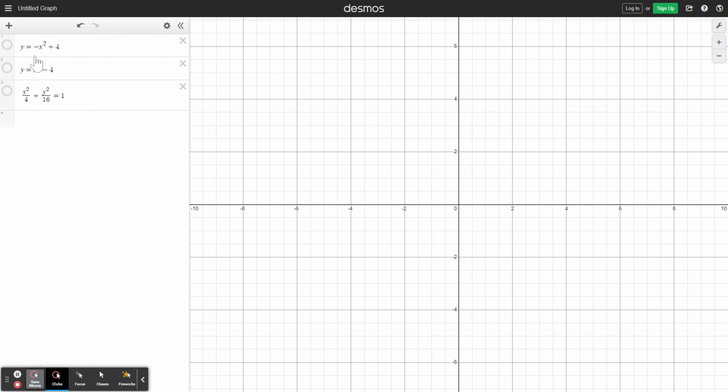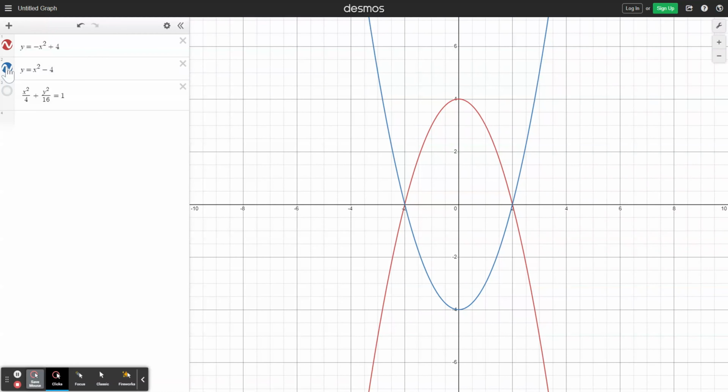three equations. We have two parabolas and one ellipse. Let's show this one. You'll notice that this one is an upside down parabola with a maximum at 4 and x-intercepts at -2 and +2. So I'm going to try to create the other half of the ellipse, excuse me. I do that by adding this parabola. You'll notice that this is a parabola with a minimum of -4 and x-intercepts at -2 and +2.